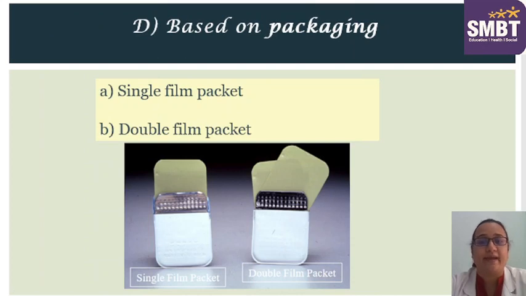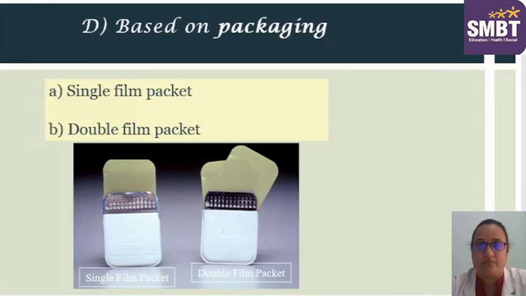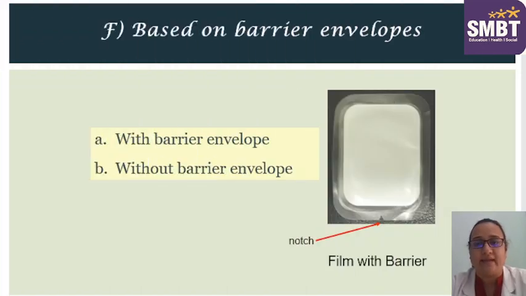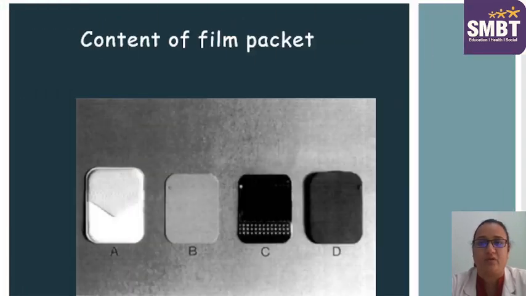Next is based on the packaging. They can be single film packet or double film packet. A double film packet serves the purpose of duplication. Then, they can be with barrier envelope or without barrier envelope, which helps to reduce the contamination by saliva.